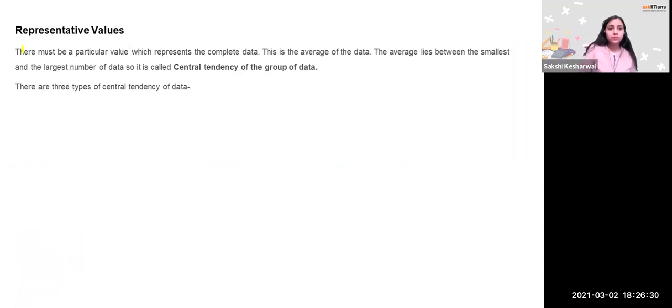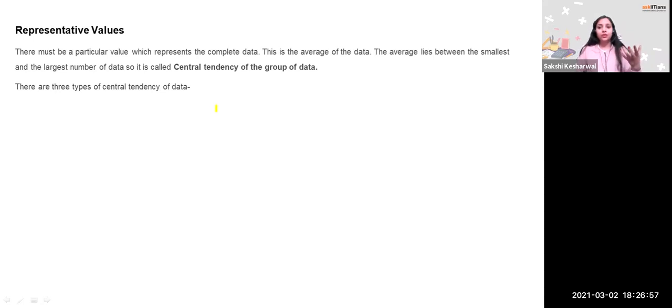So there must be a particular value which should represent the complete data, right? You have some kind of data, and this is the average of the data. What is the average of the data? Let's take an example. You have heard the word average a lot in your day-to-day life. You see that when you get the percentage, you say that he is an average kid, he is a brilliant kid, he is below average. How do you judge this?